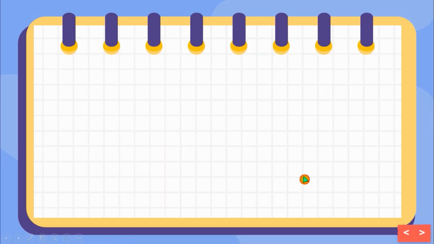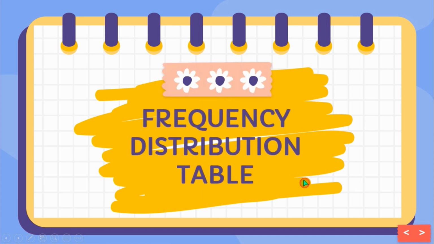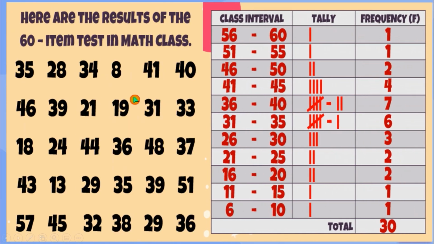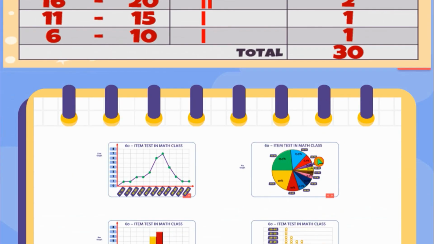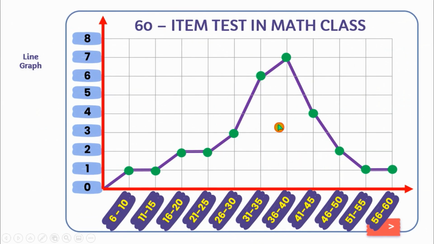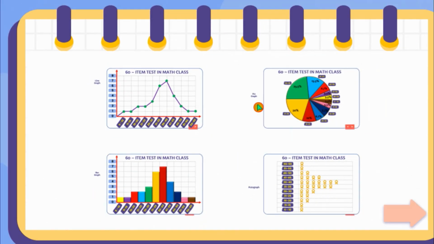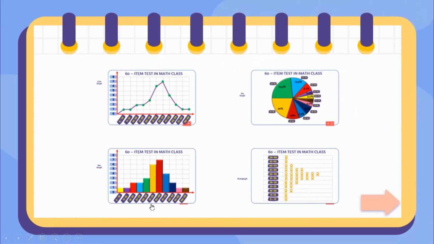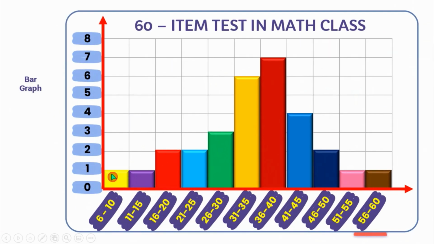Right. So, for more example, balikan natin yung FDT natin last time. So, here's our raw data and here's the FDT that we have. Okay. There. Yan yung mga graphs natin. So, here's the line graph of the 60-item test in mathematics class. Ito naman yung bar graph natin. Okay, so in here, mapapansin niyo na wala akong gaps. Bakit? Kasi class interval 6 to 10, 11 to 15 yung pinag-uusapan. Hindi tayo pwede maglagay ng gaps.